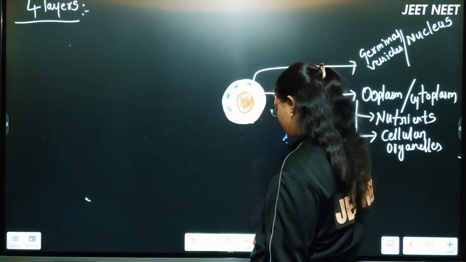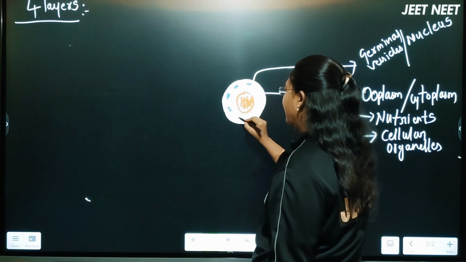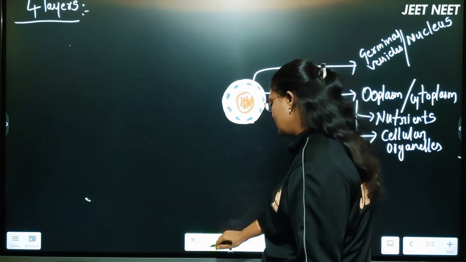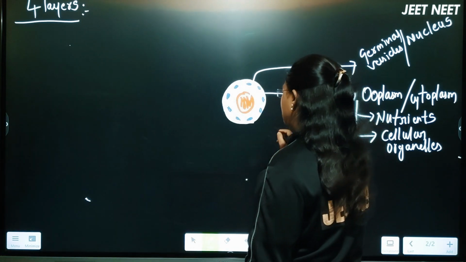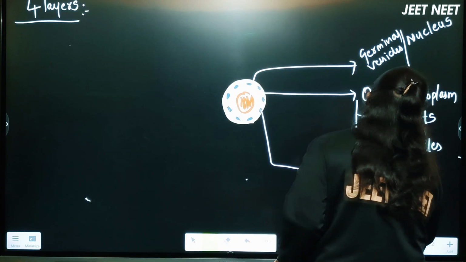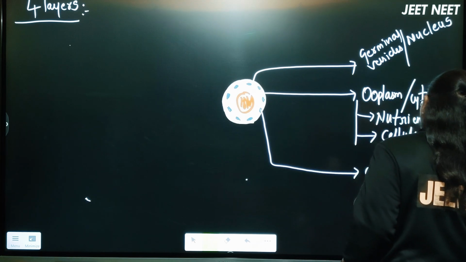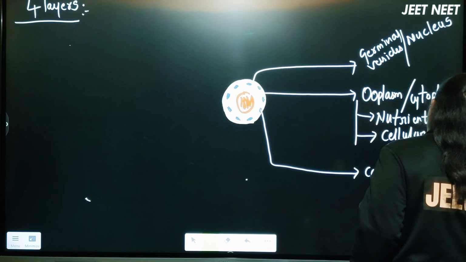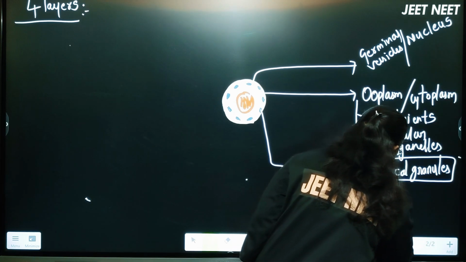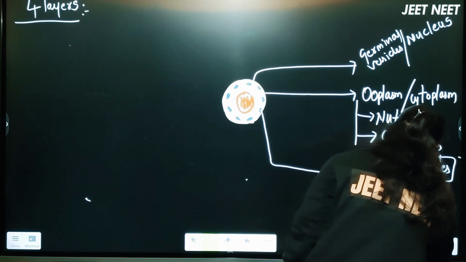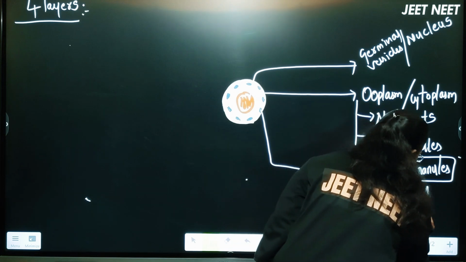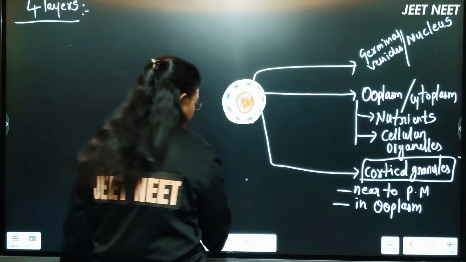in the cytoplasm, but near to the first membrane, which is the inner one here. So these structures, we are using the word cortical granules for these structures. We are calling these cortical granules, right? Cortical granules are present near the plasma membrane in the ooplasm, right?